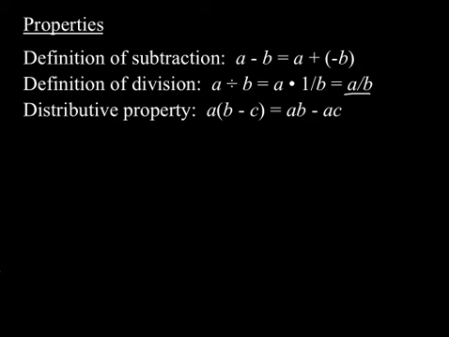The distributive property also works for subtraction. We distribute the a to the b, and then we also distribute the a to the c. So we're left with ab minus ac.